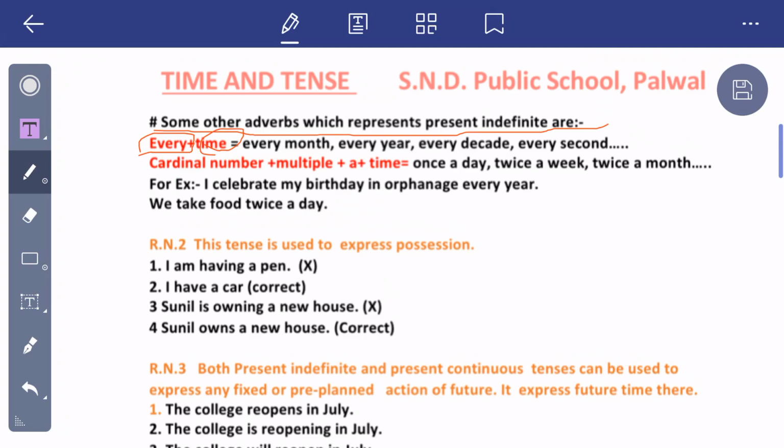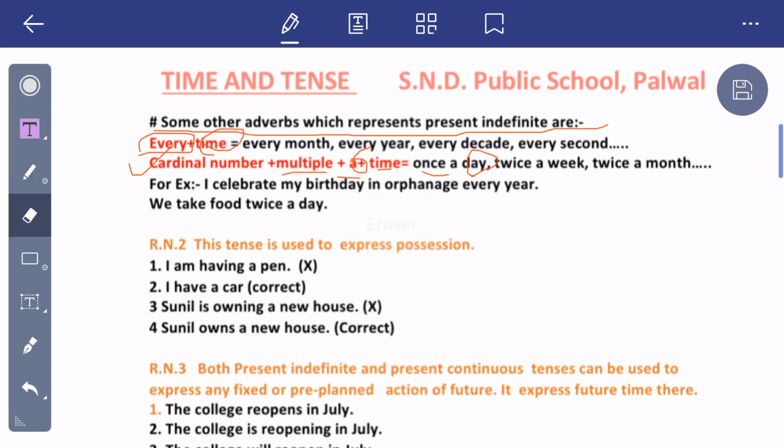Okay, now let's have a look at the second point. What does the second point say? The second point is saying cardinal number. What is a cardinal number? 1, 2, 3, 4, 5, 6. I have discussed this in the subject verb agreement topic also. Cardinal number, or any multiple word, then after that a, and then time. Look at the first example, once a day. Once is a cardinal number, meaning ek baar. Then a is given there and day is given. Day is time.